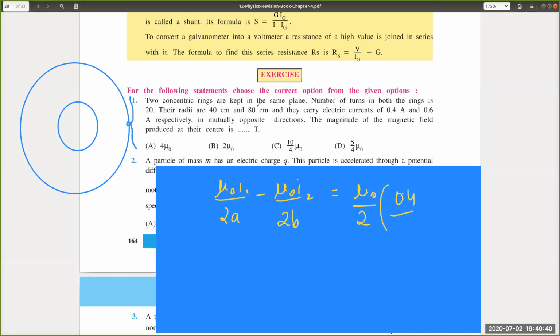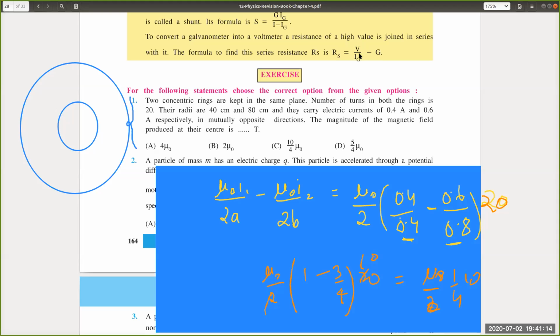0.4 by 40 centimeters, 0.4, right? And 0.6 by 0.8, because it is 0.4 centimeter, right? 0.8 centimeter. And this is multiplied by 20, because there are 20 turns. So mu naught by 2, 1 minus, this is 3 by 4, right? So mu naught by 2 and 20, 10, and mu naught by 2 by 1 by 4 into 10. Yeah, 10 by 4.